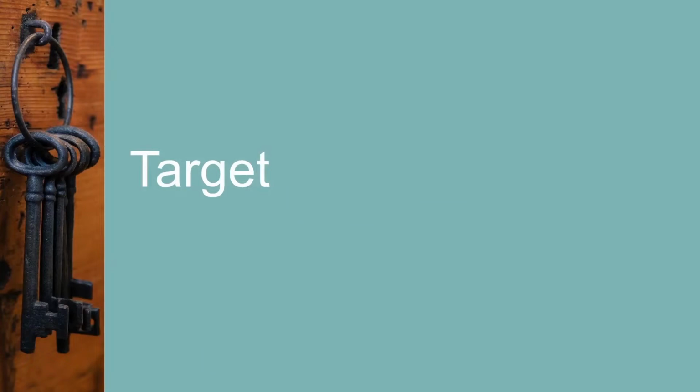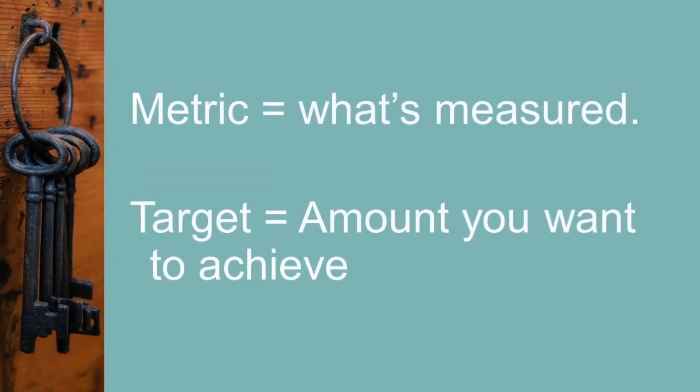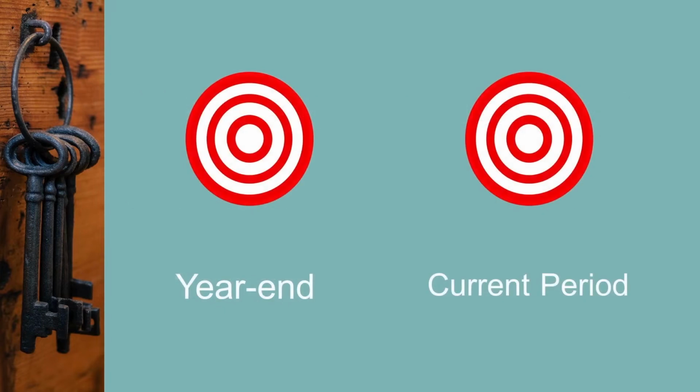The next component is the target. Metrics are what's measured. The target is the amount of that metric you want to achieve. You have two targets you can show, the year-end target or the target for the period. When those two targets are different, it's often a good idea to show both. Do most of your variance analysis on the current period's target, but also list the year-end target to show what you ultimately want to achieve.